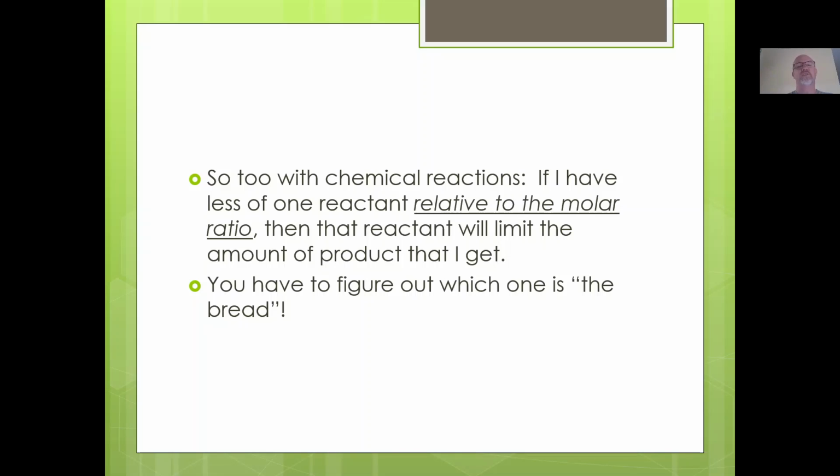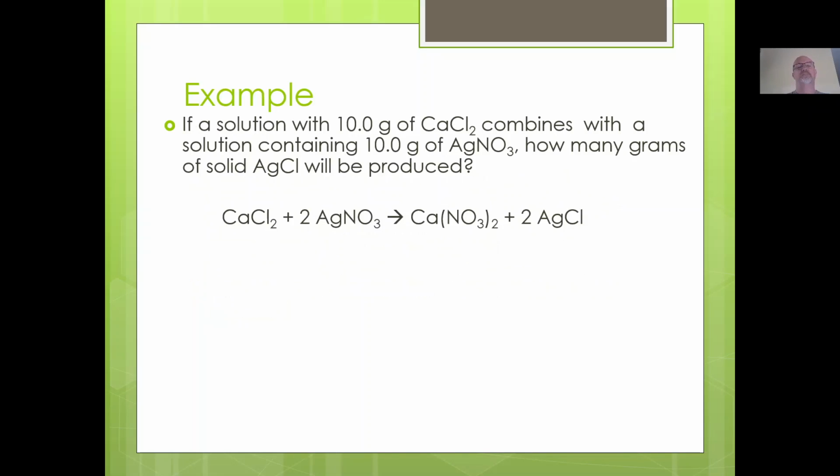So we have to figure out what's the bread as opposed to the peanut butter or the jelly. So here's an example. 10 grams of calcium chloride. I react that with 10 grams of silver nitrate, both of them dissolved in water. Then I combine those solutions. I'm going to get a precipitate. Silver chloride is going to precipitate out because silver chloride doesn't dissolve. There's the reaction. There's the balanced chemical equation. So some questions to ask that as we answer them, that's going to get us to figuring out what's the limiting reagent, and therefore which one do I choose to figure out how much silver chloride I'm going to get.